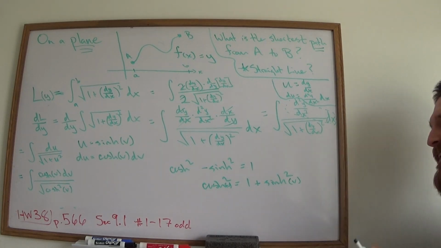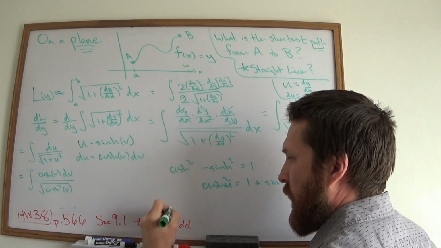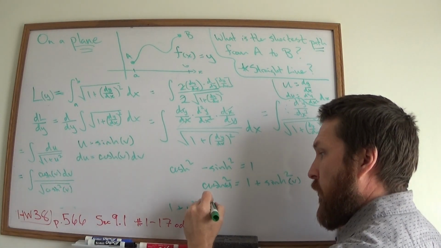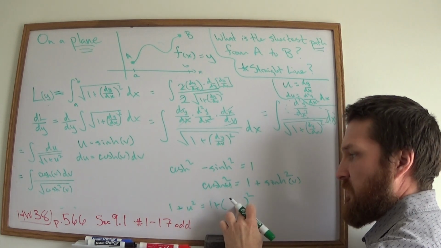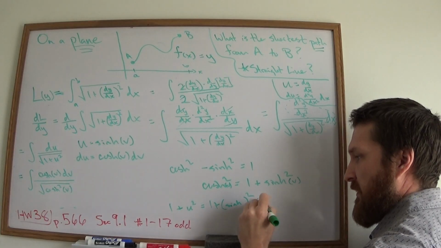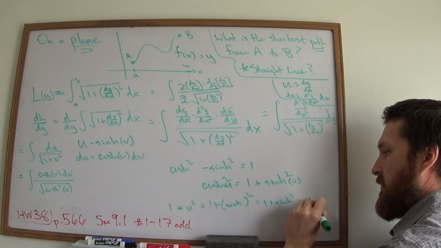Isn't that great? So, hold up, let's just make sure. We had 1 plus u squared, which is the same thing as 1 plus sinh squared, because u is now sinh. So that's 1 plus sinh squared, which is cosh squared.